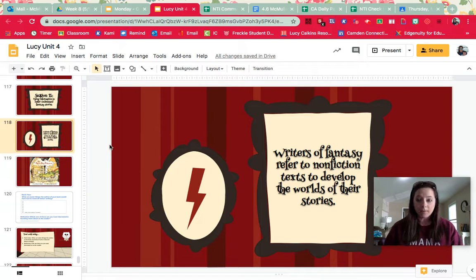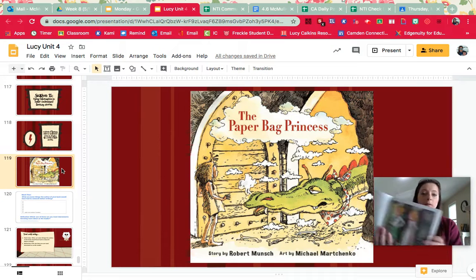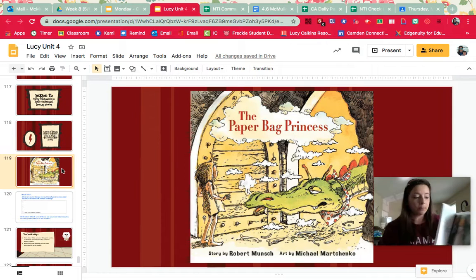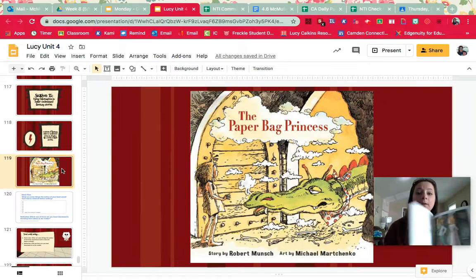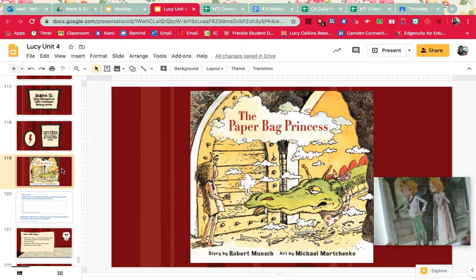I have an example for you from The Paper Bag Princess. If you guys remember this one, on the very first page, I'm going to show you. On the very first page, do you guys remember this one? It's where we're just meeting our characters. Robert Munsch, the author of The Paper Bag Princess, did some research in order to write this small picture book. And he had to research medieval castles and what they looked like in order to correctly portray Elizabeth and Ronald on this first page. If we look, can you guys see that?